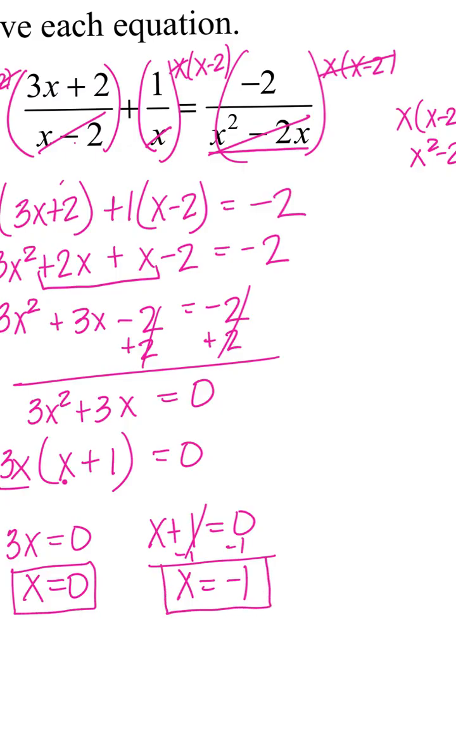Now I do need to check them, because remember, you can't have a 0 in the denominator. Well, 0 minus 2, that works. 0 squared is 0, and 2 times 0 is 0. So if I plugged in a 0 here, it's going to give me 0 in the denominator, or if I plug it in here. So this one is not going to work, because it's going to give my denominator a 0. So our solution set is simply negative 1, because the 0 doesn't work.